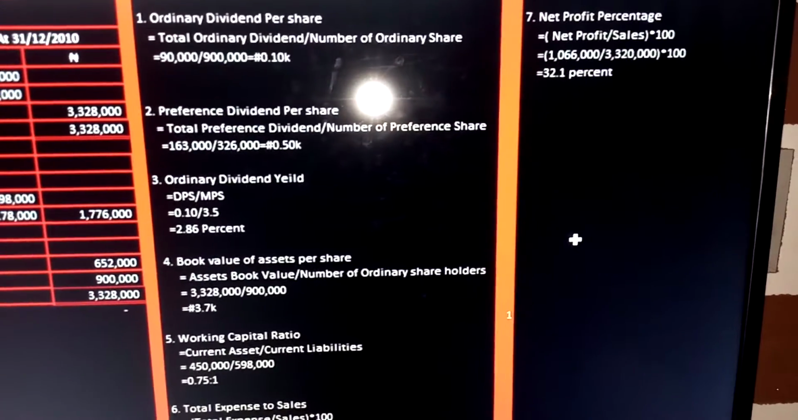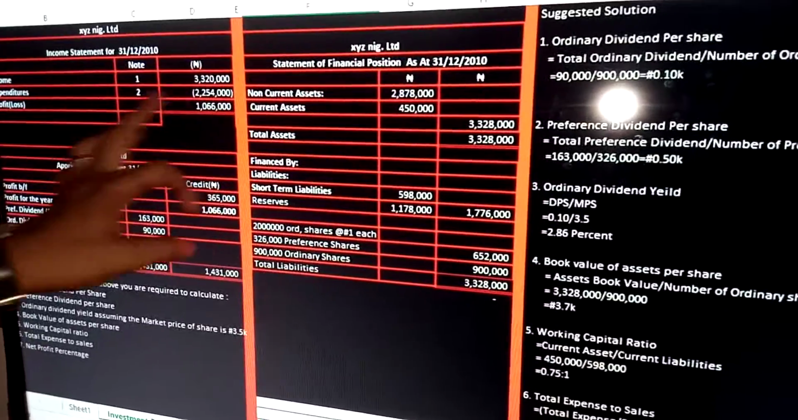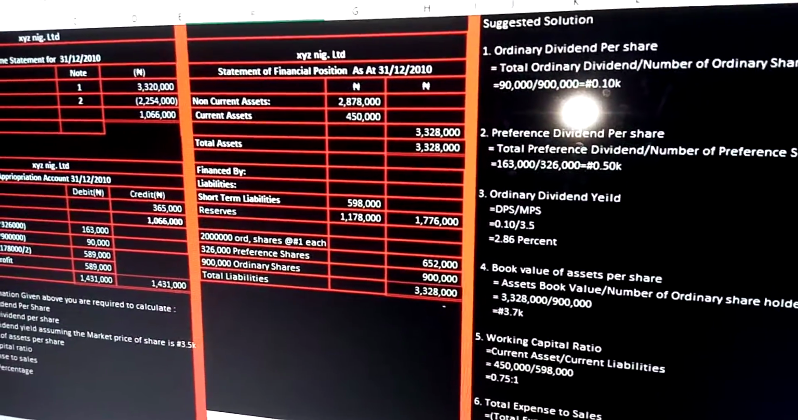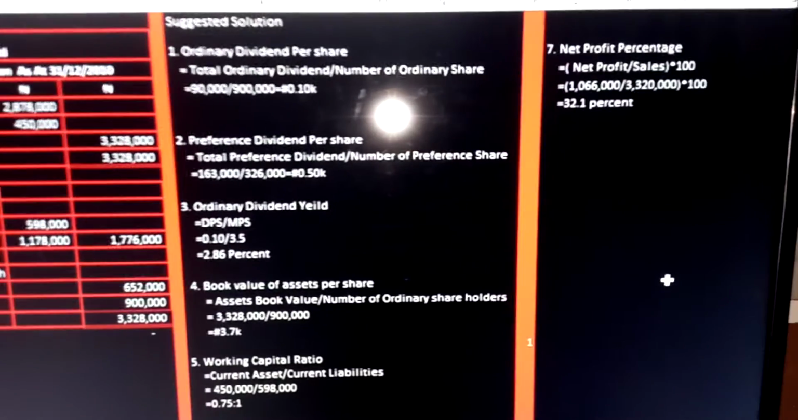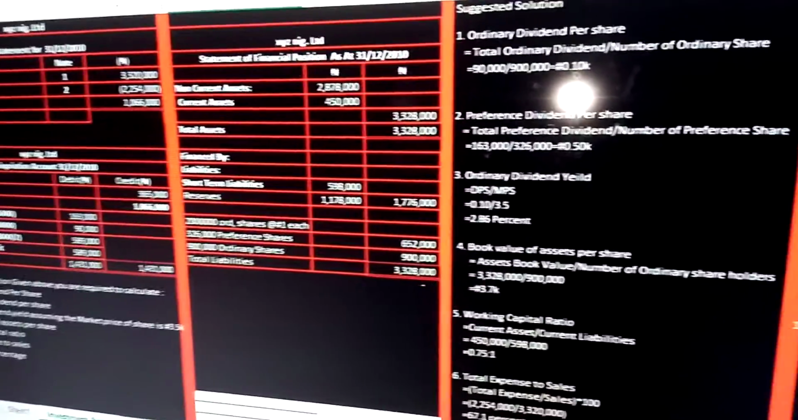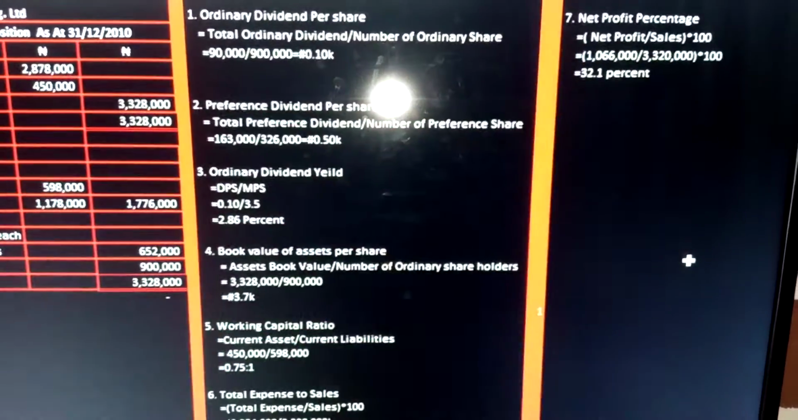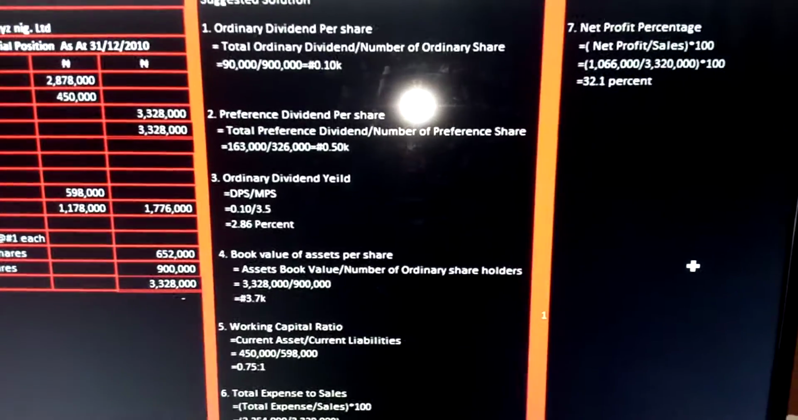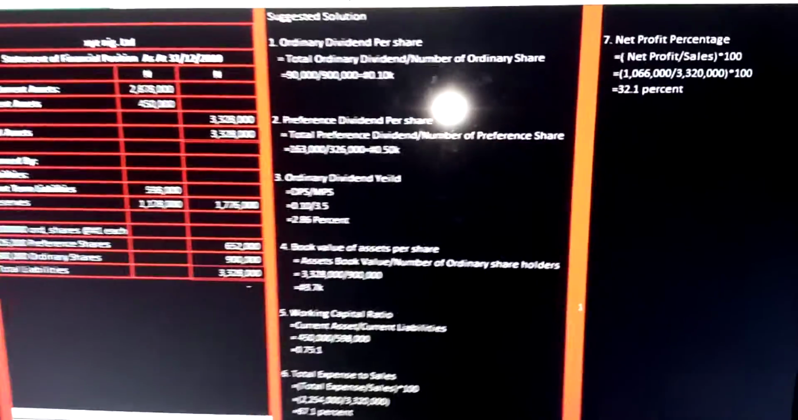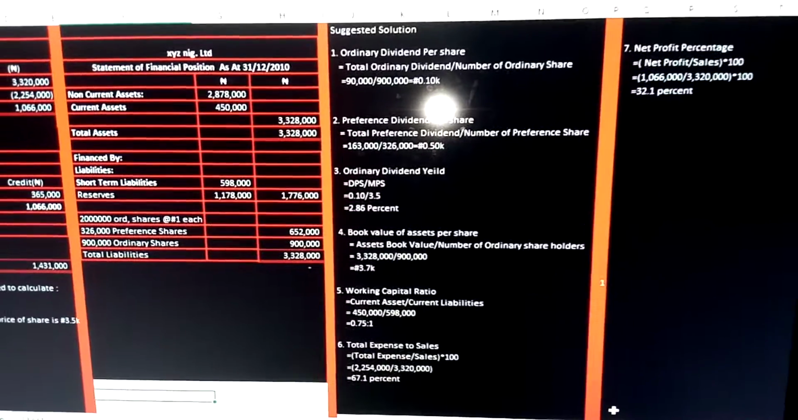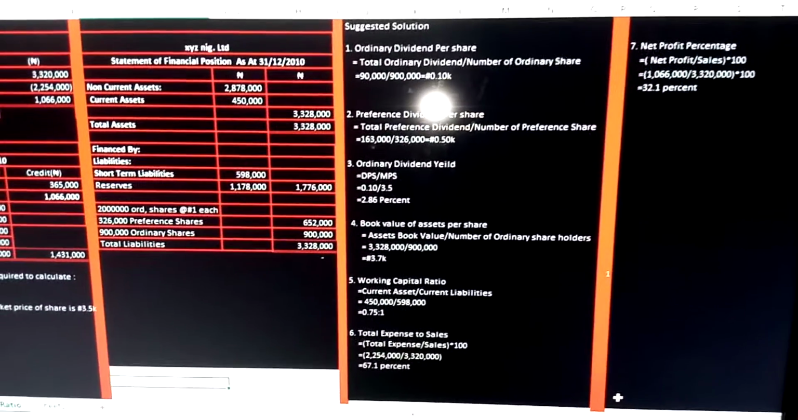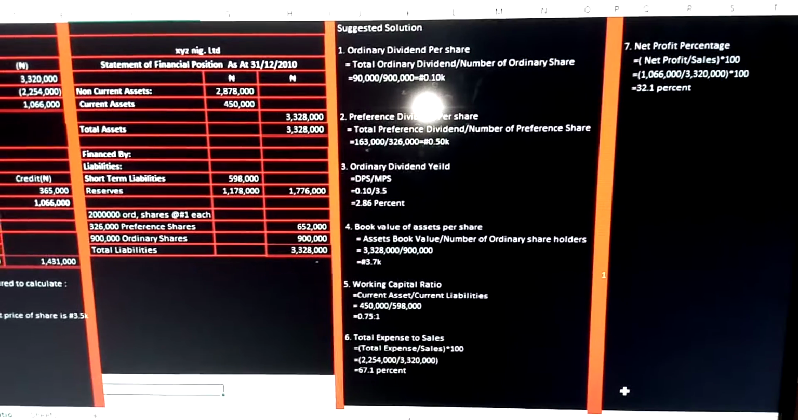The next one is net profit percentage. So what's the net profit percentage? That's net profit as a ratio of sales, so as a percentage of sales. What's the net profit here? 1,066,000. What's your sales? 3,320,000. Look at it in the question. Your sales is your income here in the question. So what's the formula? Net profit over sales times 100 over 1. So the profit is 1,066,000, sales 3,320,000, times 100 over 1. That's 32.1%. So that means that your net profit is 32.1% of your sales. So basically, get the formula, apply them, do your ratios and interpret.